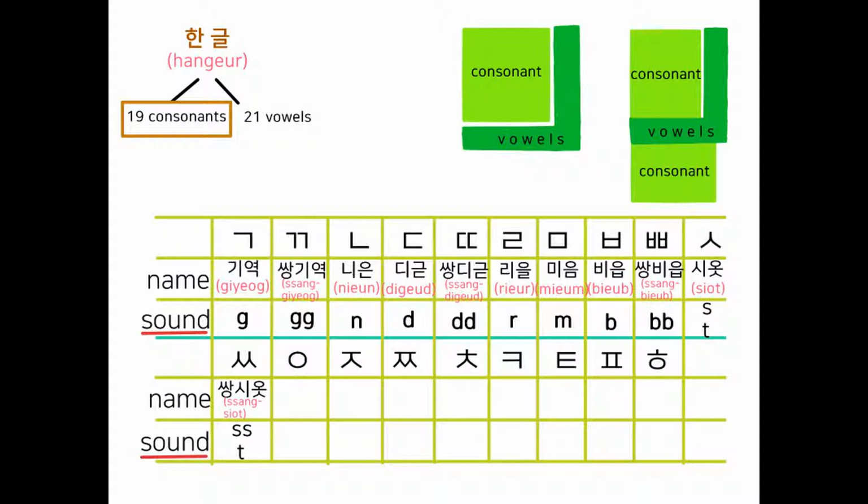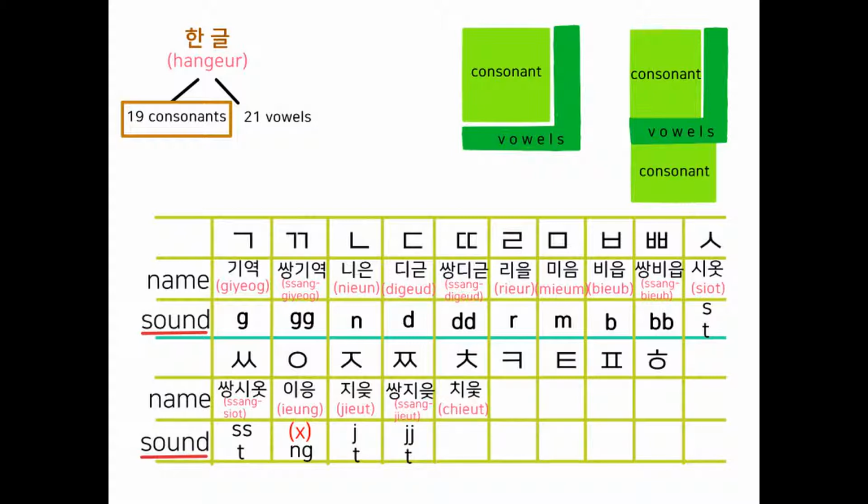Next letter is called 이응, and when it is placed at the top, it does not make any sound. You can just ignore it. But when it is placed at the bottom, it makes an NG sound, just like NG in the word sing. Next one is called 지읒, and it makes a J sound when placed at the top. When it is placed at the bottom, it makes a T sound. Next one is called 쌍지읒, and it makes a double J sound when placed at the top. When it is placed at the bottom, it makes a T sound.